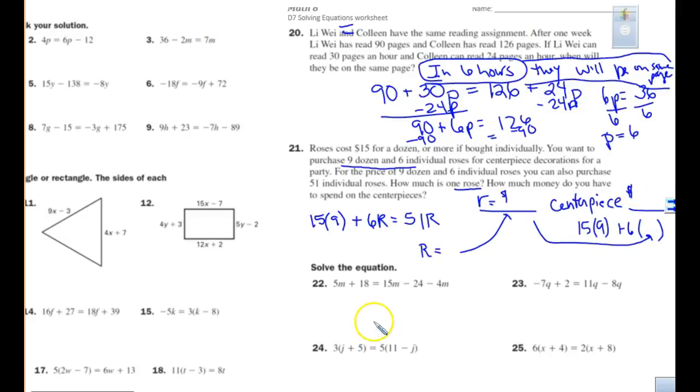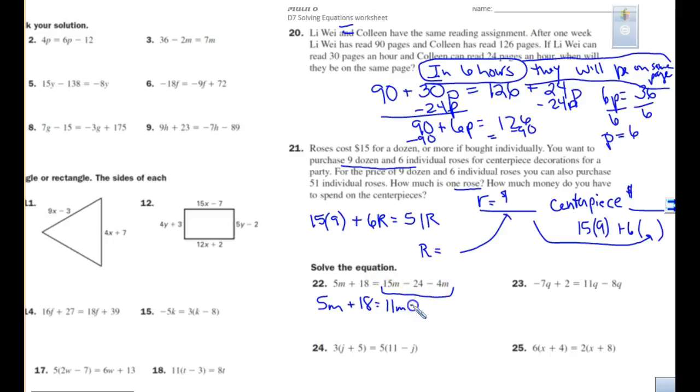Okay. If I'm looking at number 22, I'm not going to finish solving that one because you're not handing this page in today, so if you didn't finish this, you can finish these a little later. Here, one of the first things we want to do is add our like terms on this side of our equal sign. So we have 5m plus 18. If I take 15m and I subtract 4m, Braden, what am I going to end up with?